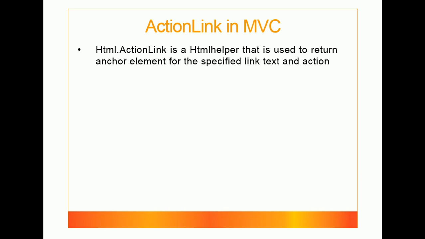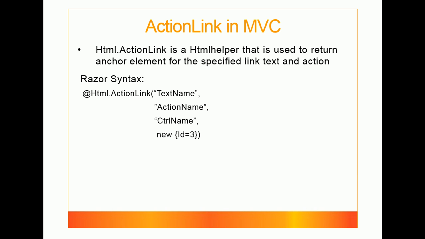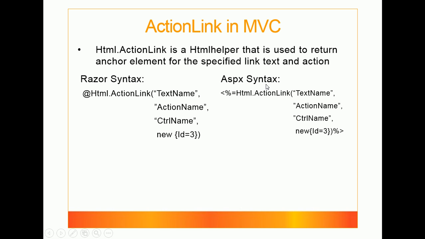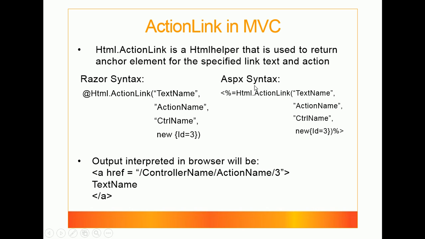Html.ActionLink is an HTML helper that is used to render or return the anchor element for the specified link text and action. Here you can see the syntax for Html.ActionLink, where the first parameter specifies the link text, the second is the action method name, and the third is the controller name, and you can also create an object and send certain IDs as parameters. This is the ASPX syntax style. Finally, the output interpreted in the browser will be in this form.